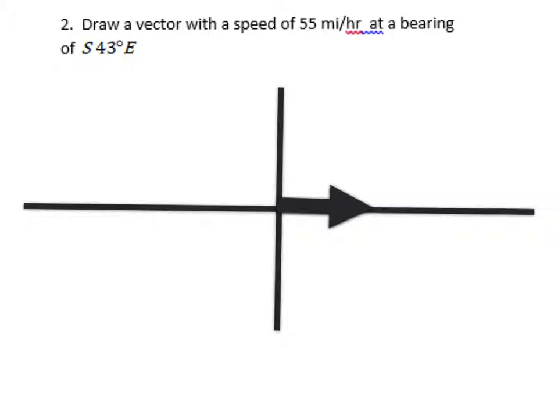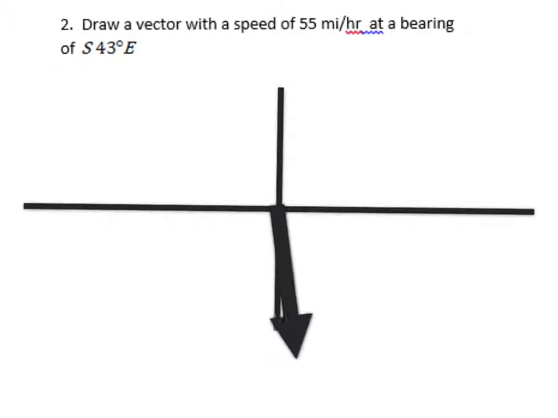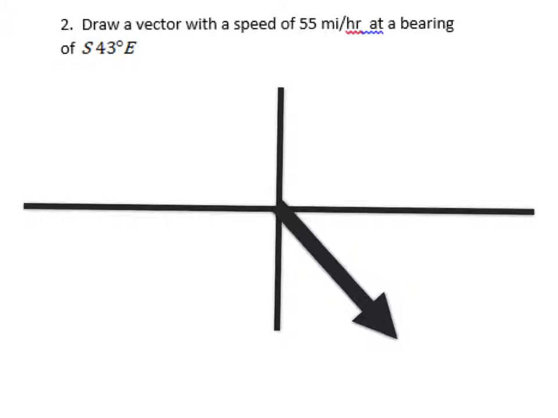On number 2 it says draw a vector with a speed of 55 miles per hour at a bearing of south 43 degrees east. If it says bearing and it doesn't have the south and the east on it, normally that would mean you take the vector up here and you go in whatever direction you're supposed to go. However, since I'm doing south 43 degrees east, I need to start off in the south direction and veer off into the east direction. So I'm starting off south and I'm veering off 43 degrees in the east direction. This angle in here is 43 degrees, and then my magnitude for my vector is 55.